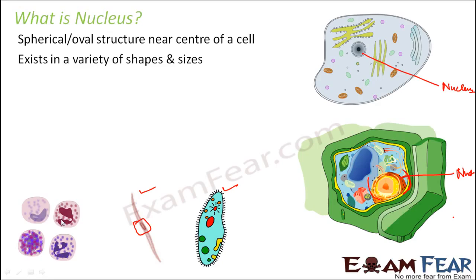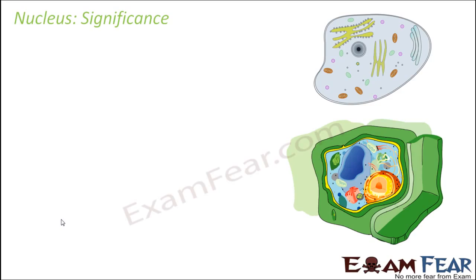Talking about the size of nucleus, that also varies. Generally, it is seen that cells which are larger in size have larger nuclei, whereas smaller cells have smaller nuclei. They are present in both plant and animal cells.